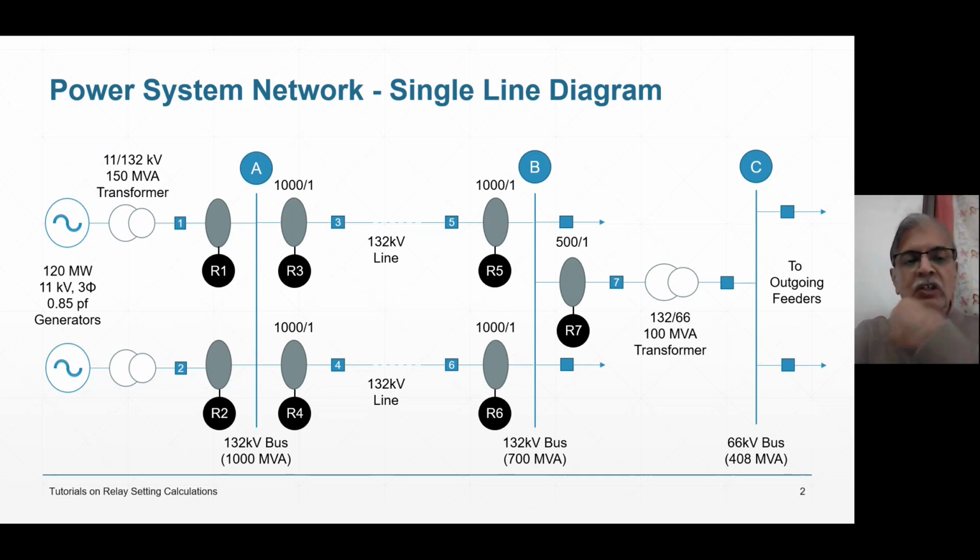We have already talked that R1, R2, R3, R4 are the voltage controlled overcurrent relays, and accordingly we'll be talking with reference to voltage controlled relays as far as the overcurrent part is concerned, not ground relays, right? R5, R6 and R7 are normal inverse relays, and they are not voltage controlled relays. This is all the diagram is about.